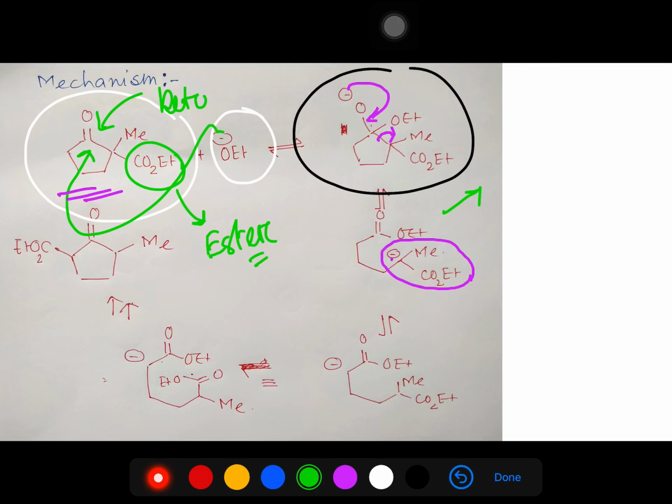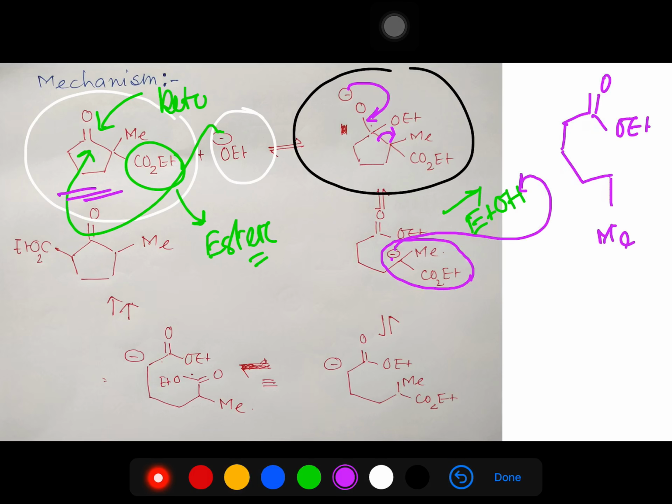In the next stage, from the solvent ethanol, if the base taken is ethoxide, this negative charge will abstract this proton. Fine. So what will it generate? This will generate the ester. Another thing, in this case this is the methyl, this is the proton, and this is the ester. Okay, see, this is the ester.